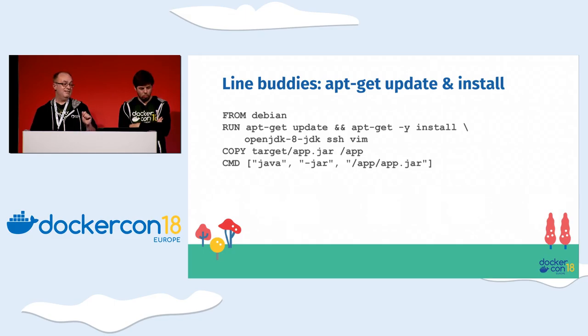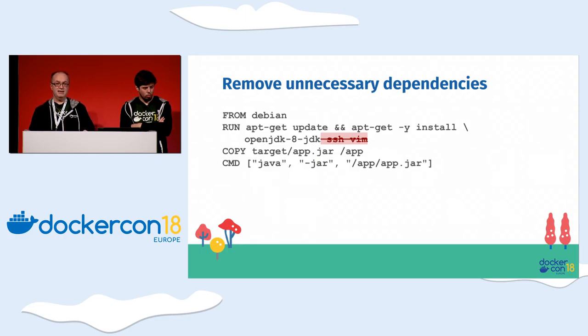So yeah, we combined this, we optimized this, but now let's have a look at what packages are actually installed, because do we need everything that's in this image? In this case, the image said install SSH and Vim. Why do we actually need it?